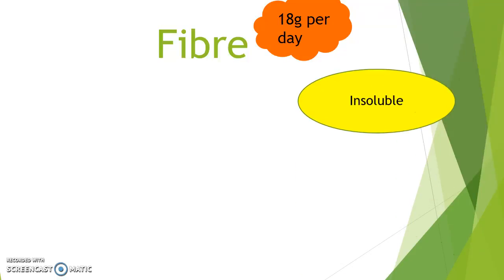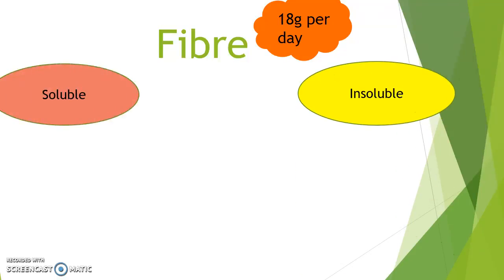So there are two types. You have insoluble and soluble. A soluble fibre is a fibre which aids the control of cholesterol and blood glucose. However, insoluble fibre is a fibre which is believed to help prevent bowel disorders.